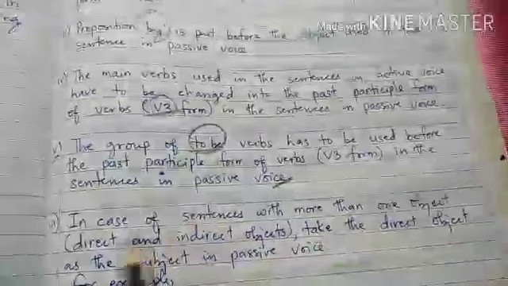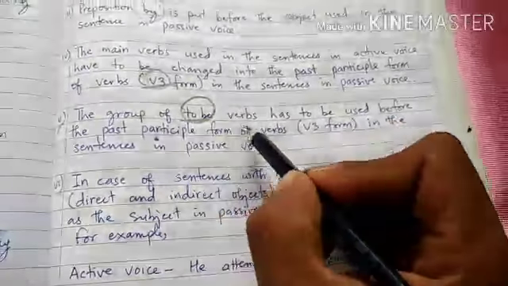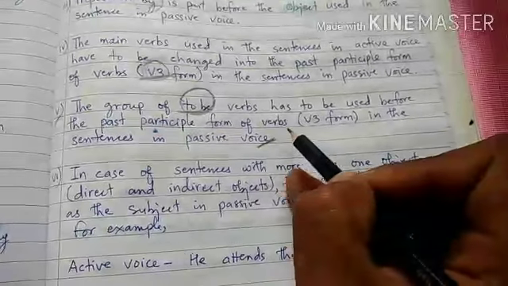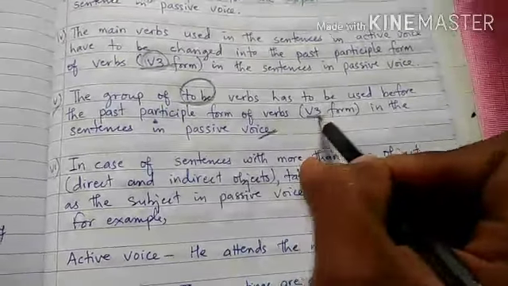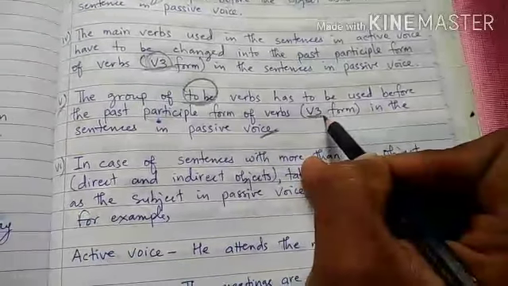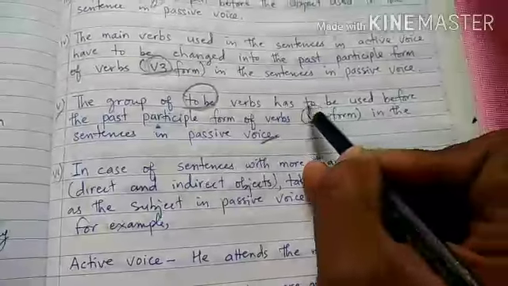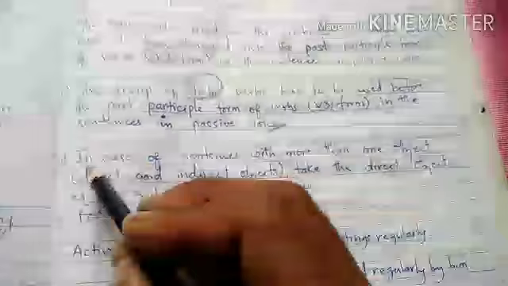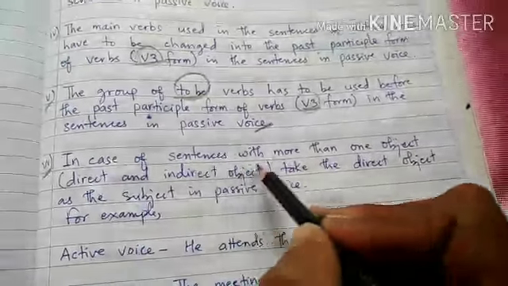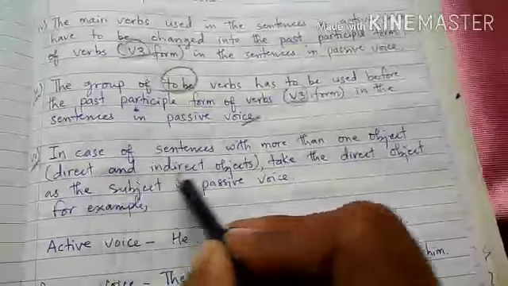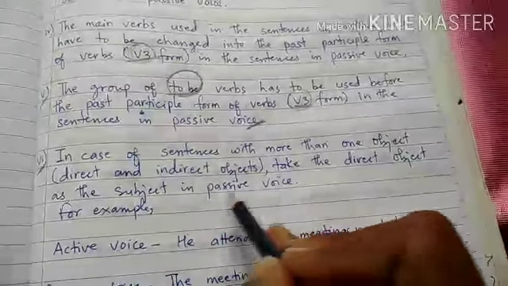Okay, and after using to be verbs before the B3 form of the verbs, all main verbs in passive voice are in B3 form. ओके, पैसिव वॉइस में जब हम सेंटेंसेस लिखते हैं तो जितने भी मेन वर्ड्स होता है वो सारा हम B3 फॉर्म में लिखते हैं. Okay, now the next point we have to understand is in case of sentences with more than one object, direct and indirect objects, take the direct object as the subject in passive voice.